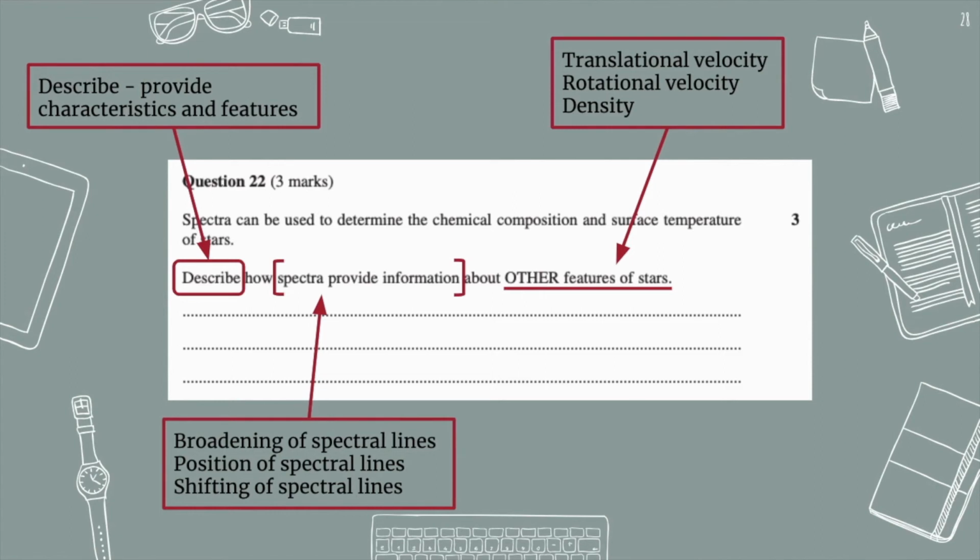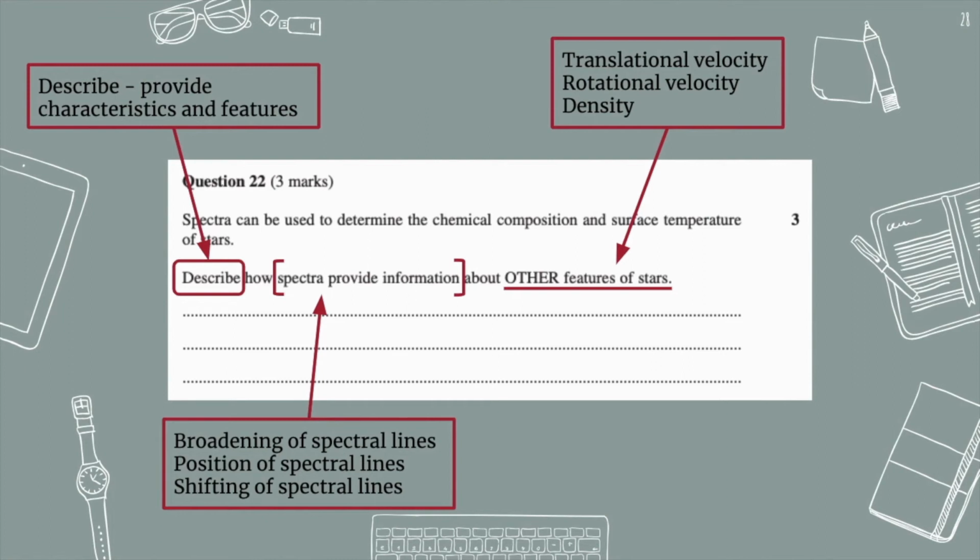The next thing we should do is look for the limiting factors of this question, and we can underline those. Now, the limiting factors here, it refers to the other features of stars, and the preamble before this question identifies chemical composition and surface temperature. So I'm limited by this question by only discussing other features of stars, and if I look back at my dot point, I know that those features encompass translational, rotational velocity, density, chemical composition, and surface temperature of the star.